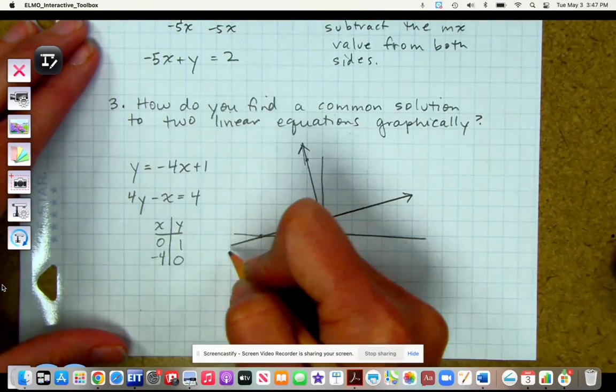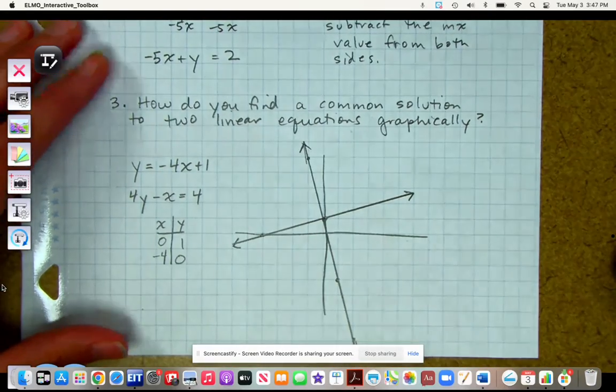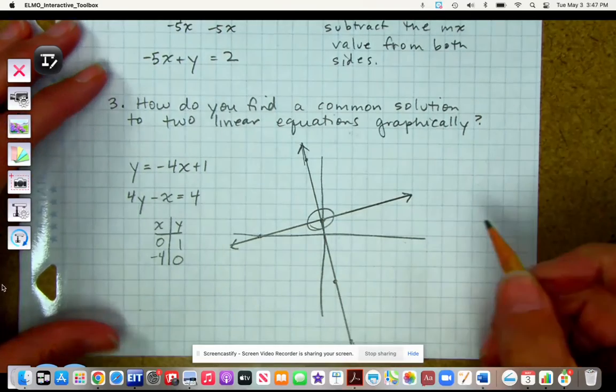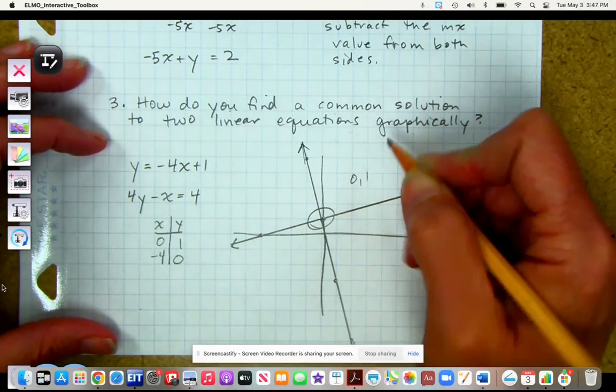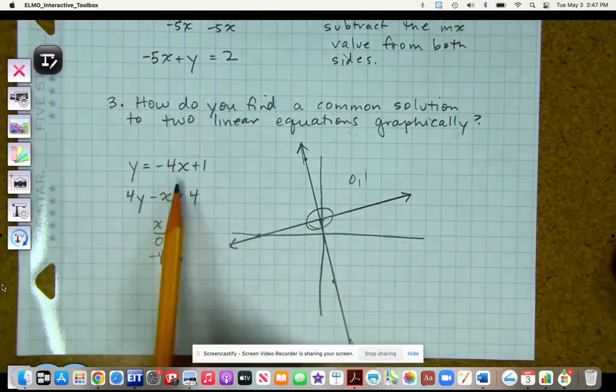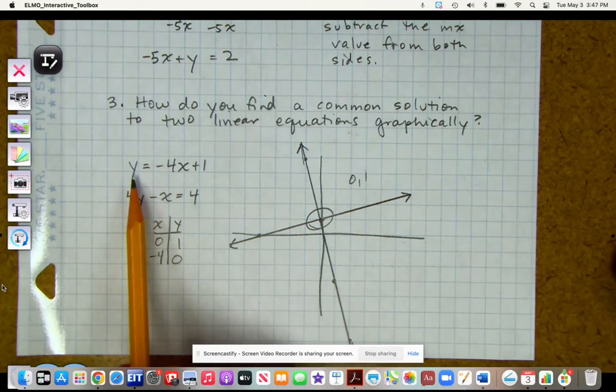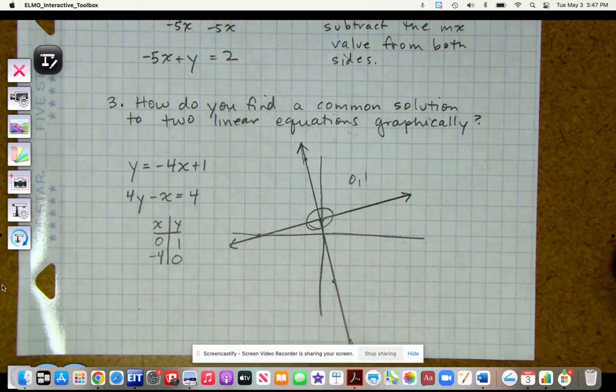Okay, and then the solution graphically is just where these two lines intersect. So my common solution is 0, 1. If I make x be 0, y will be 1 in both this equation and this equation, and that's the only solution that they have in common.